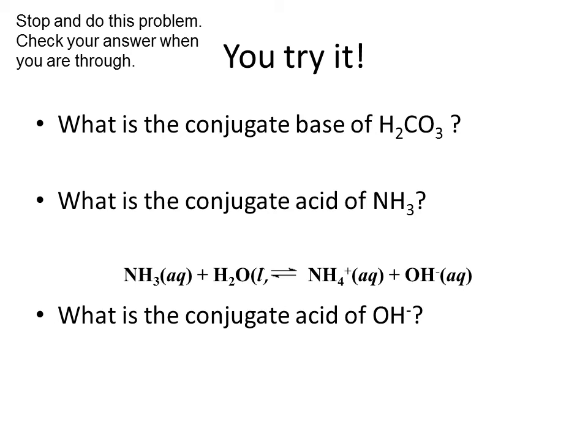So now what I'd like you to do is to stop and try to do this yourself. Figure out what is the conjugate base of carbonic acid. Remember, to figure this out, you need to write the equation that shows how it behaves as an acid. So you're going to write the dissociation equation. To figure out what is the conjugate acid of ammonia, I've written the reaction that shows how it behaves as a base. And then down there at the bottom, what is the conjugate acid of hydroxide? In order to figure that out, show how it behaves as a base.